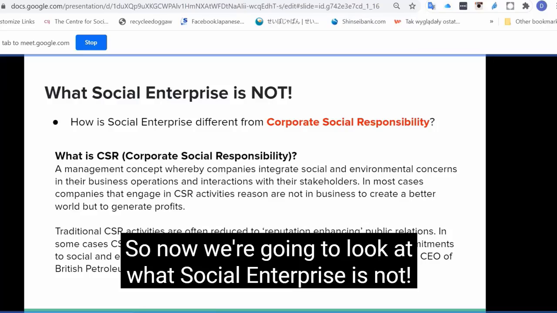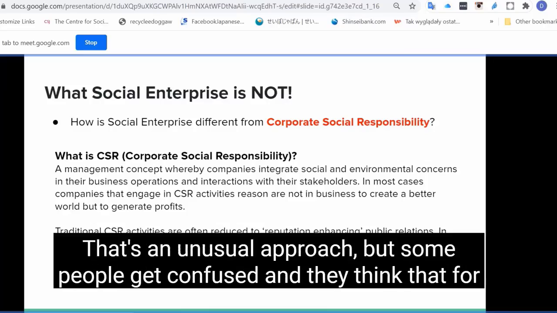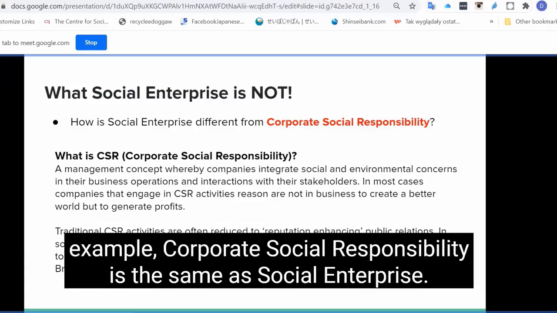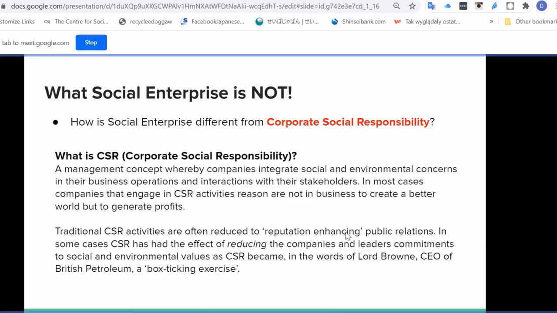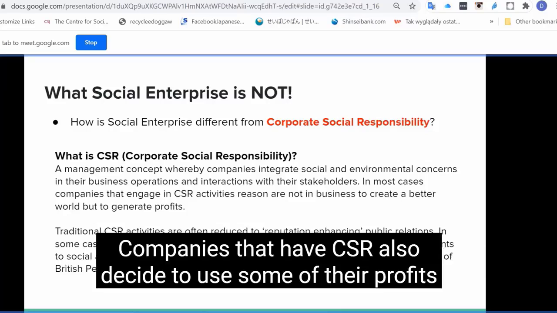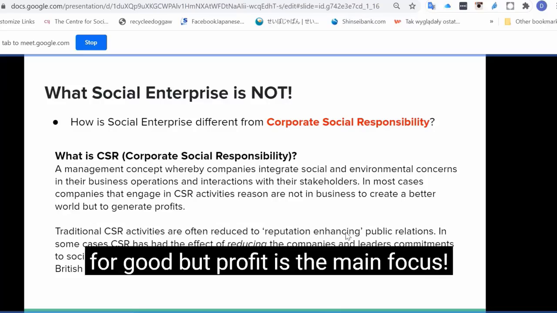So now we're going to look at what social enterprise is not. That's an unusual approach, but some people get confused and they think that, for example, corporate social responsibility is the same as social enterprise. And we're here to tell you it's not the same. Companies that have CSR also decide to use some of their profits for good, but profit is the main focus.